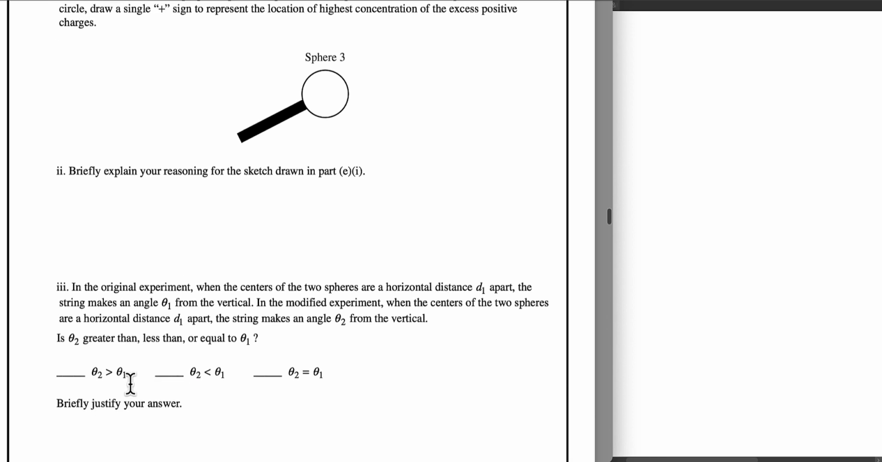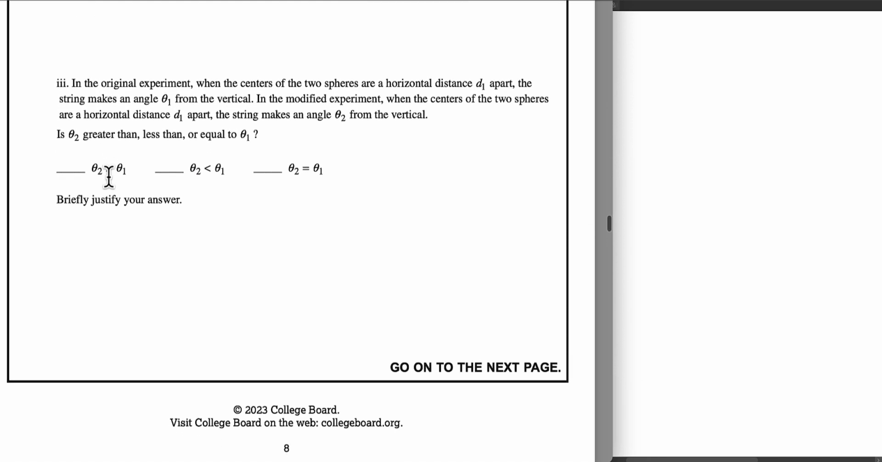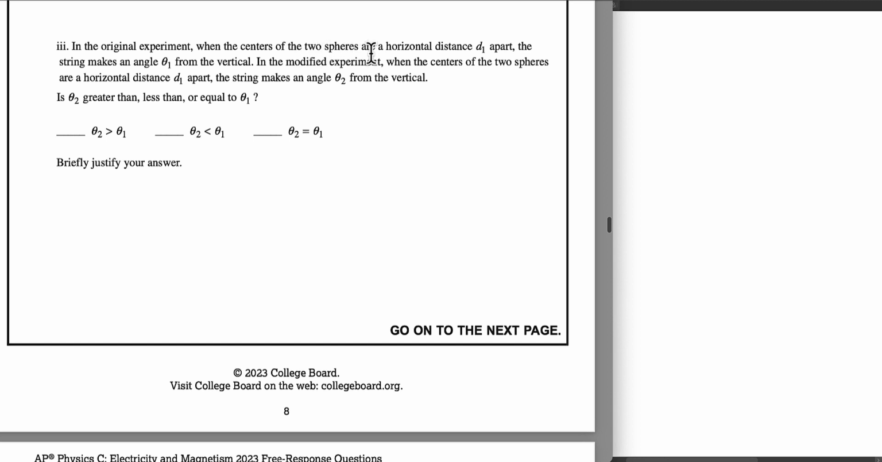Now part 3. In the original experiment, when the centers of two spheres are a horizontal distance d1 apart, the string makes an angle theta 1 from the vertical. In a modified experiment, when the centers of the two spheres are at a horizontal distance d1 apart, the string makes an angle theta 2 from the vertical. So that means that we need to keep the same distance for the two spheres and study the angle difference. Okay, so is theta 2 greater than, less than, or equal to theta 1?